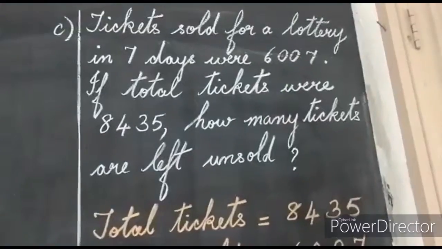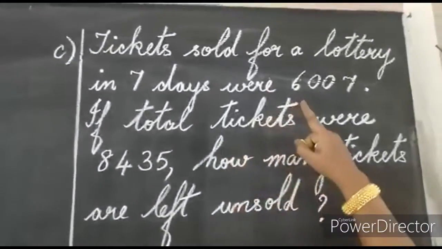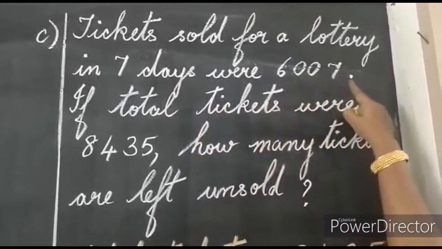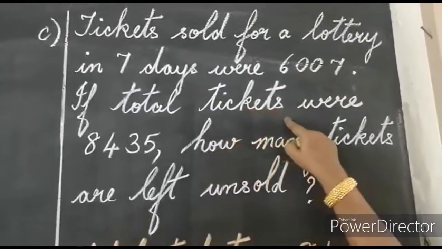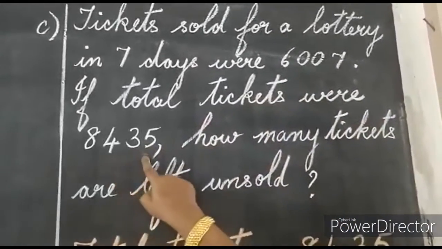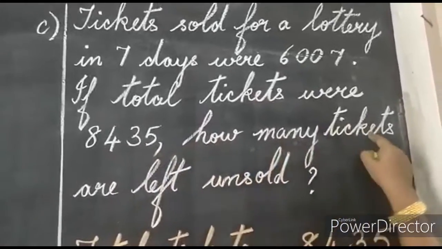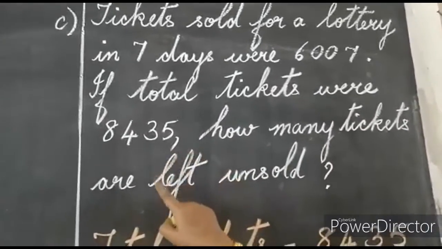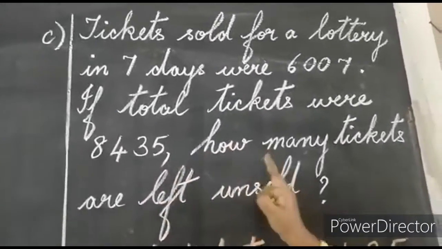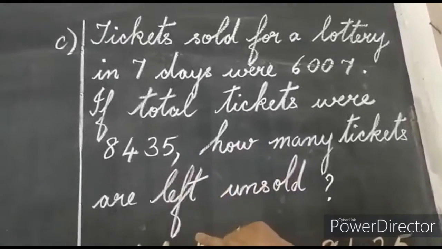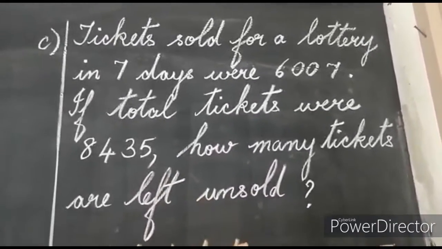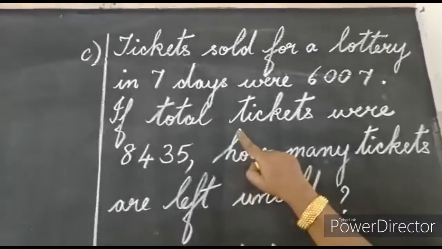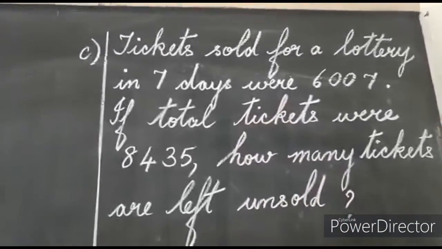Next sum. Tickets sold for a lottery in 7 days were 6,007. If total tickets were 8,435, how many tickets are left unsold? This word, left, is very common. I have told you, take away, left, remaining, balance, all these come under subtraction. But what are the numbers we have to subtract? That's very important. Again, a tricky number is given here, which we don't need.